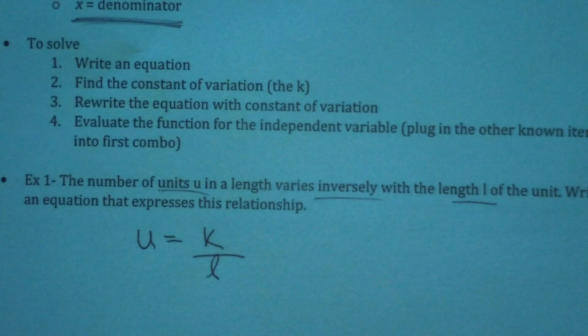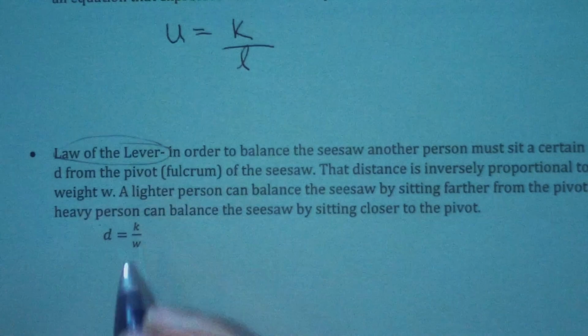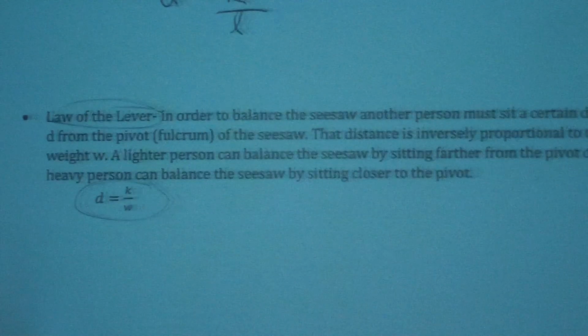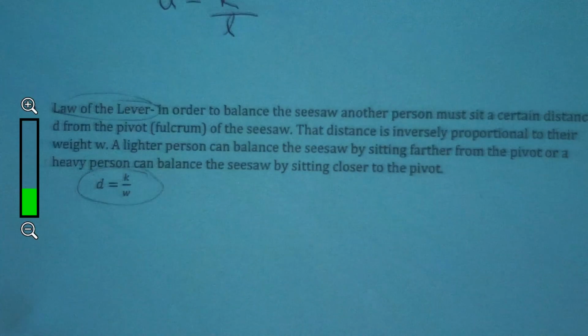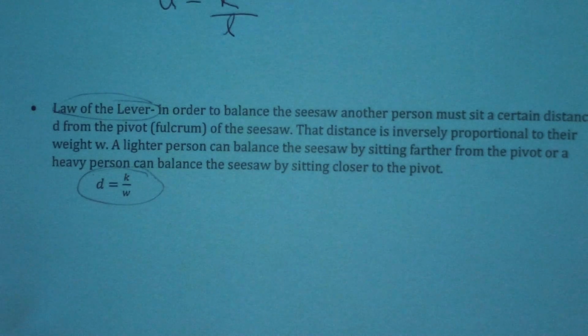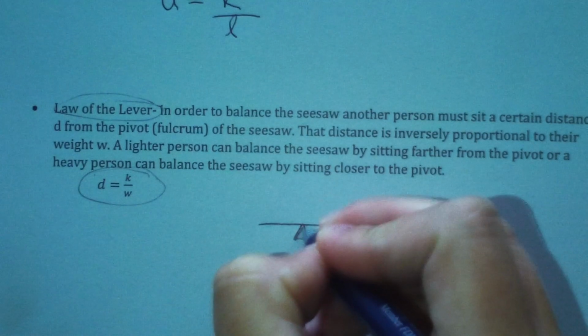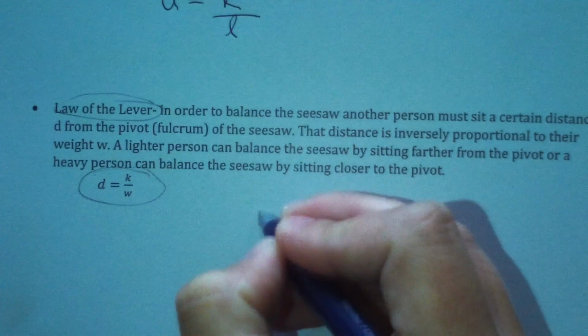The next thing here, you don't have to write this. If you wanted to write anything down, you could write down law of the lever, and then that formula there. Basically, you know what seesaws are, right? Teeter-totter type things. They use this as an example of inverse variation. You know how seesaws work, right? You've got a little thing in the middle, a person here, and a person here. If they're the same weight, what happens? It balances out, right? What happens if they're not the same weight?